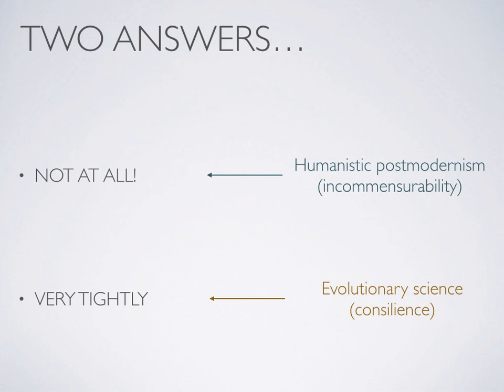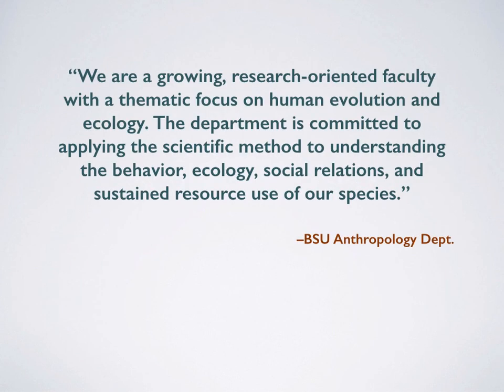So we'll have different explanations. Evolutionary science is an overarching one. And as you can see if you've gone to our anthropology department website here at Boise State, we are very much in the second camp. We consider ourselves to be a growing research-oriented faculty with a thematic focus on human evolution and ecology, and we are committed to applying the scientific method to understanding the behavior, ecology, social relations, and sustained resource use of our species. So we very much think that evolution and evolutionary theory might be one way to synthesize our understanding of humans, and that we should incorporate this very, very tightly in our understanding of human social behavior.